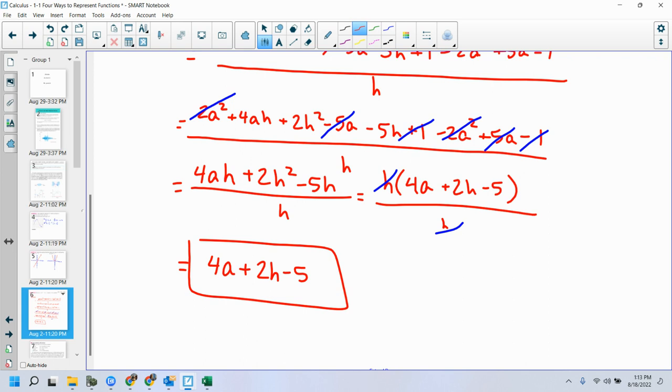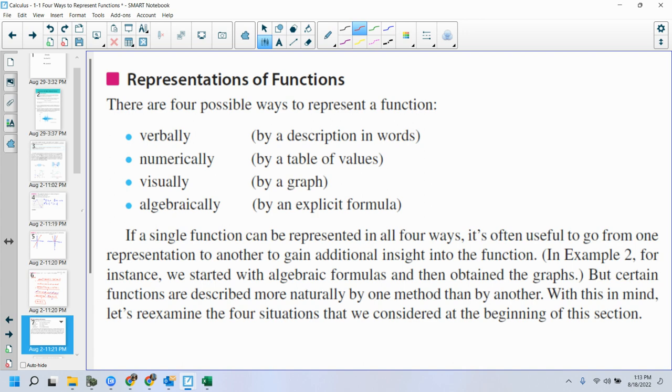The title of this lesson is 4 Ways to Represent a Function. Let's talk about those 4 ways. Representations of functions is really one of the key things that we'll talk about. We'll talk about representing functions verbally, like speaking them, like how do we talk about them. We'll talk about representing functions numerically, table of values. Representing functions visually by graph. And representing functions algebraically by formulas, by functions.